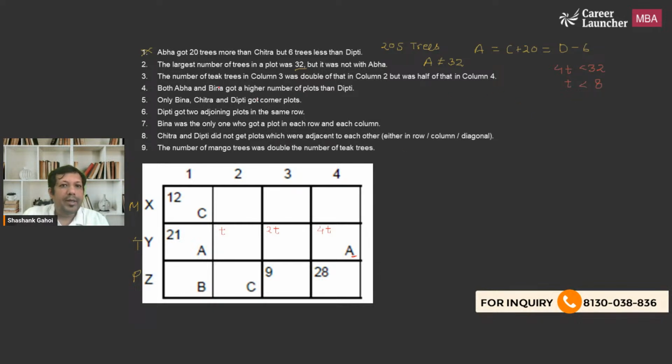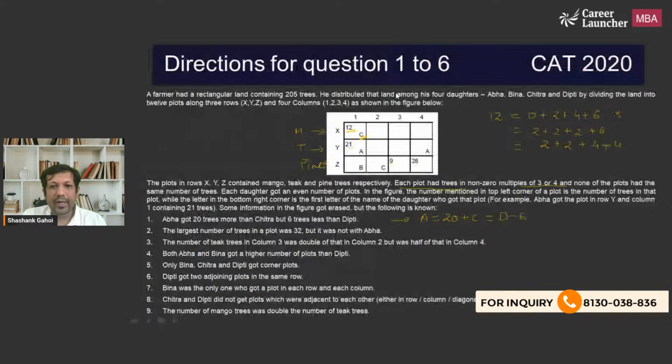Now, both Abha and Veena got a higher number of plots than Deepti. Okay. So let me go back. So I have Abha and Veena both getting more plots than Deepti. So basically, if I say that Deepti got at least one plot, and Chitra also got at least one plot, then both Abha and Veena got more than Deepti, so this arrangement is definitely cancelled. This arrangement is also cancelled because Abha and Veena both can't be greater than Deepti.